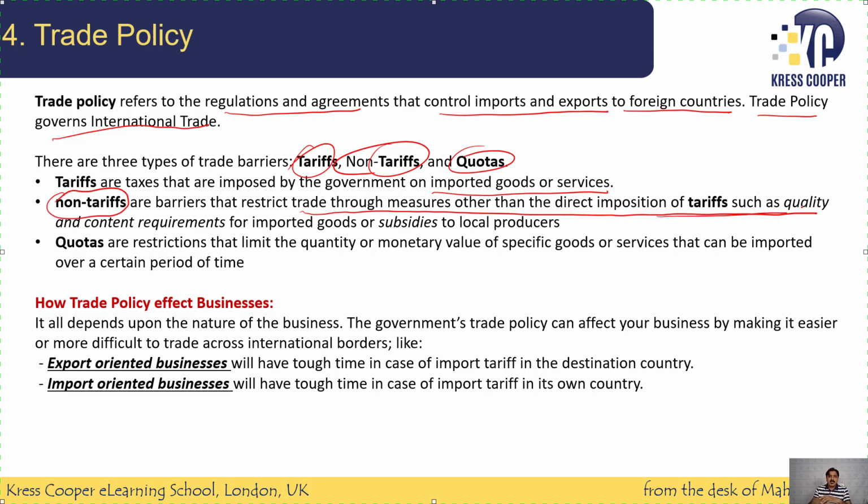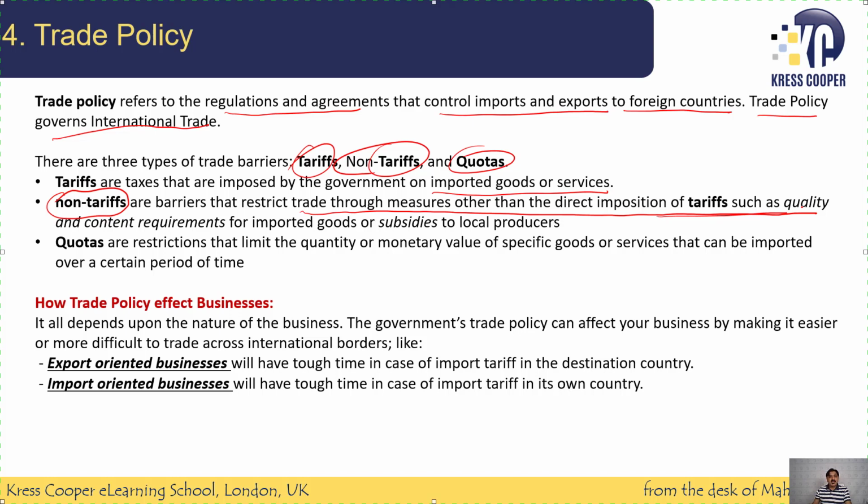In non-tariff barriers, the government is not applying a tariff, but is applying some sort of restriction on the quality, quantity, or ingredients. It will be helpful to control imports as well. In the quota, the government specifically defines a quota, and more than this, goods cannot be imported. This is how governments usually protect their own industries.